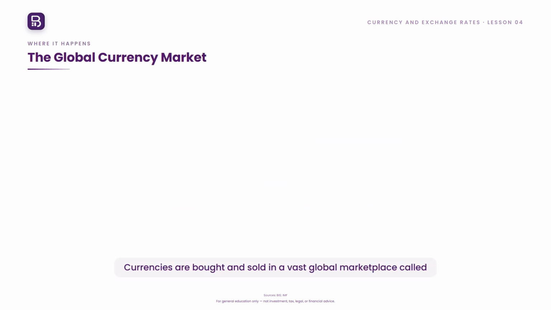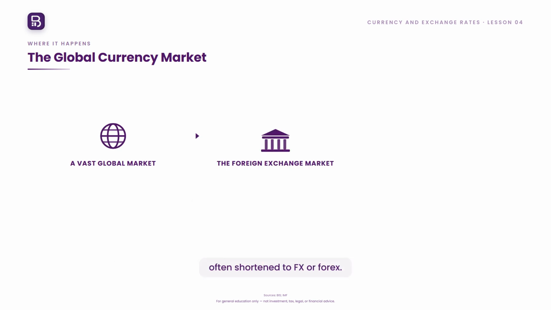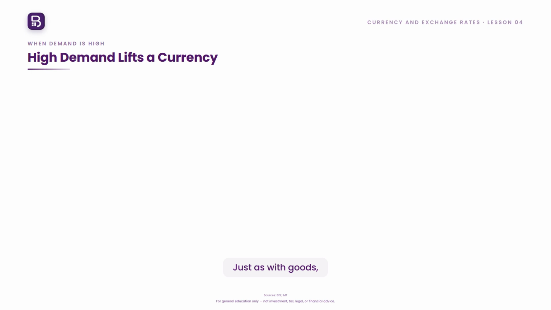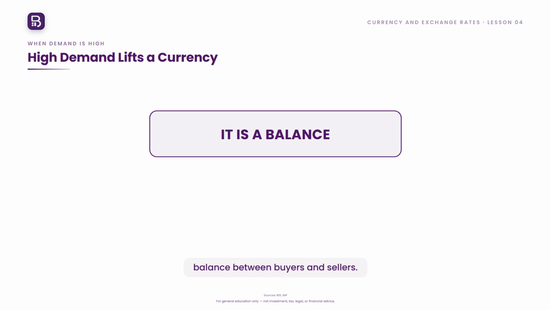Currencies are bought and sold in a vast global marketplace called the foreign exchange market, often shortened to FX or Forex. In this market, the exchange rate between two currencies is determined by how much of each is being demanded and supplied. Just as with goods, the price, here the exchange rate, emerges from the balance between buyers and sellers.